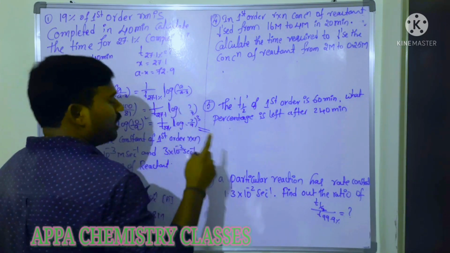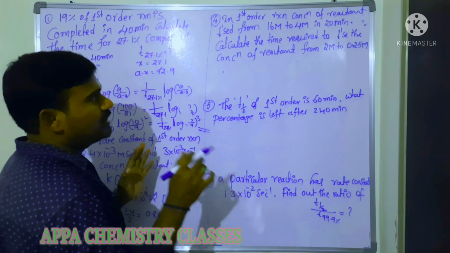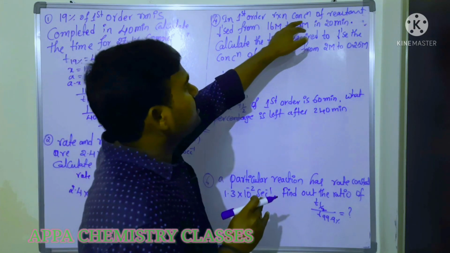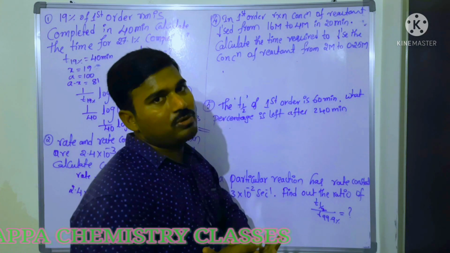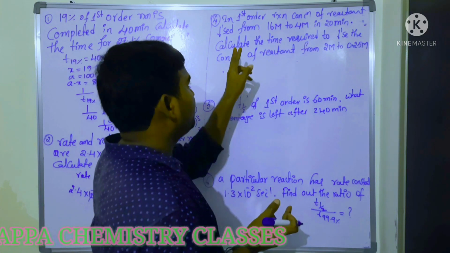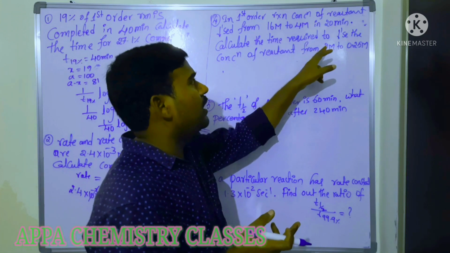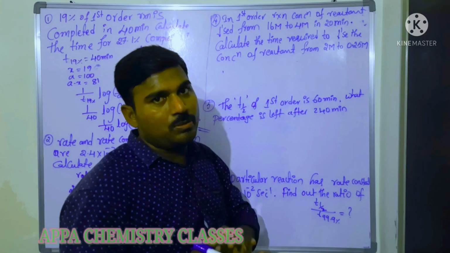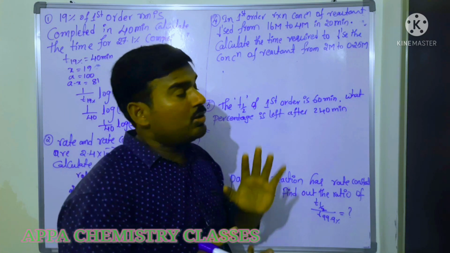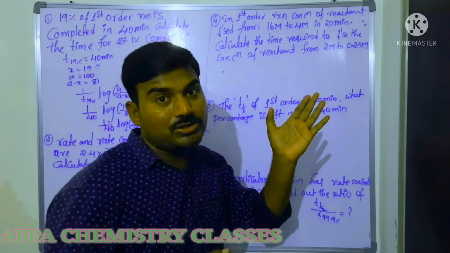So, the fourth question. How I am solving it, try to listen carefully. In a first order reaction, the concentration of reactant decreased from 16 molar to 4 molar in 20 minutes. Calculate the time required to decrease the concentration of reactant from 2 molar to 0.25 molar. Now here you can do it by using the rate constant method.